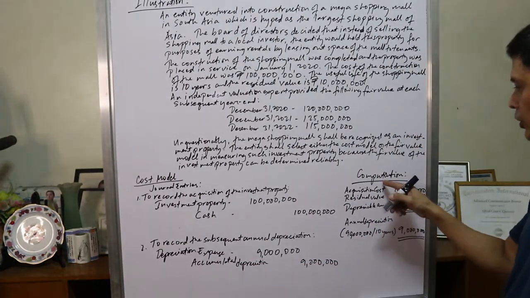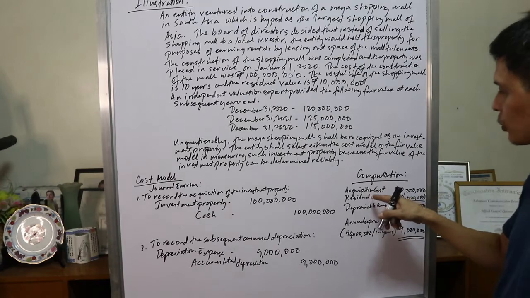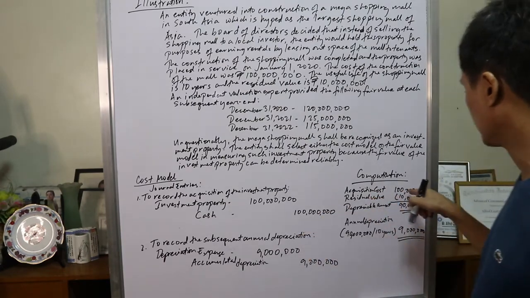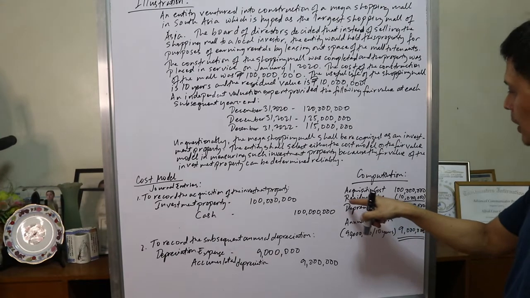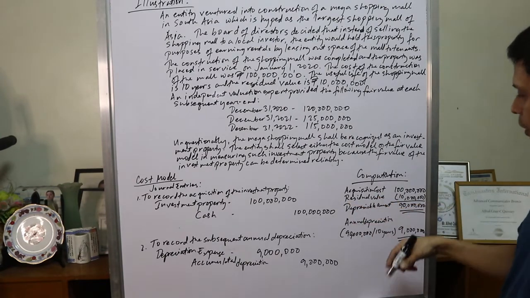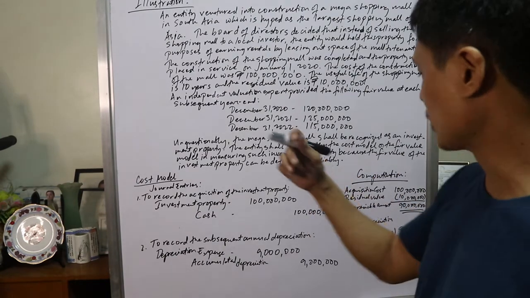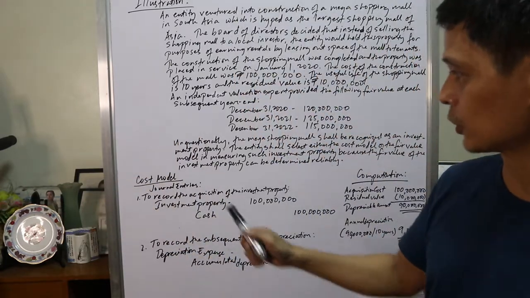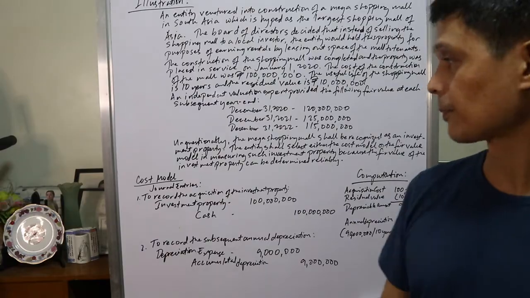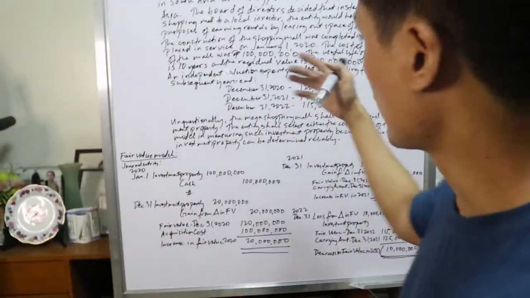So the computation here is as follows. Acquisition cost is 100 million pesos and the residual value is 10 million. So you have the depreciable amount of 90 million divided by 10 years and you will get the depreciation expense of 9 million. So this is for the cost model. So let's use another model.